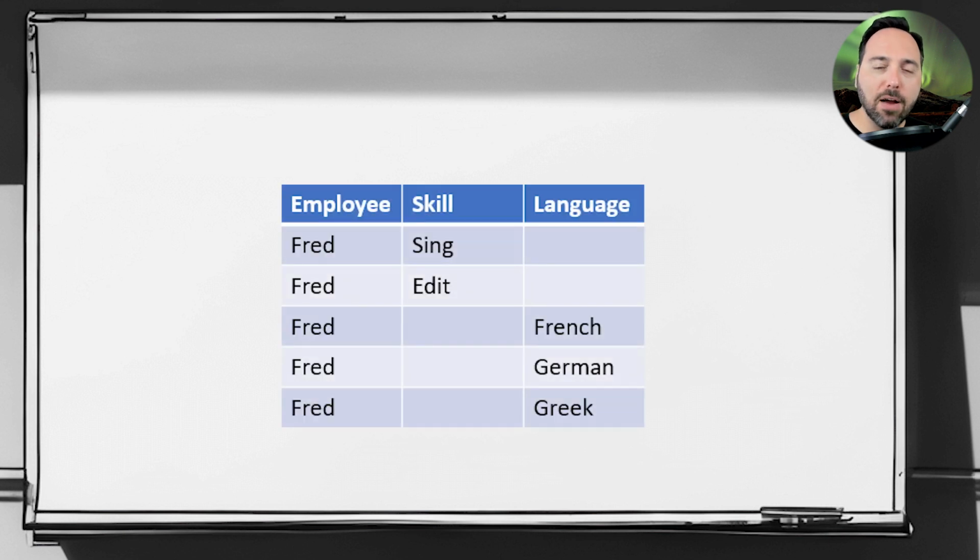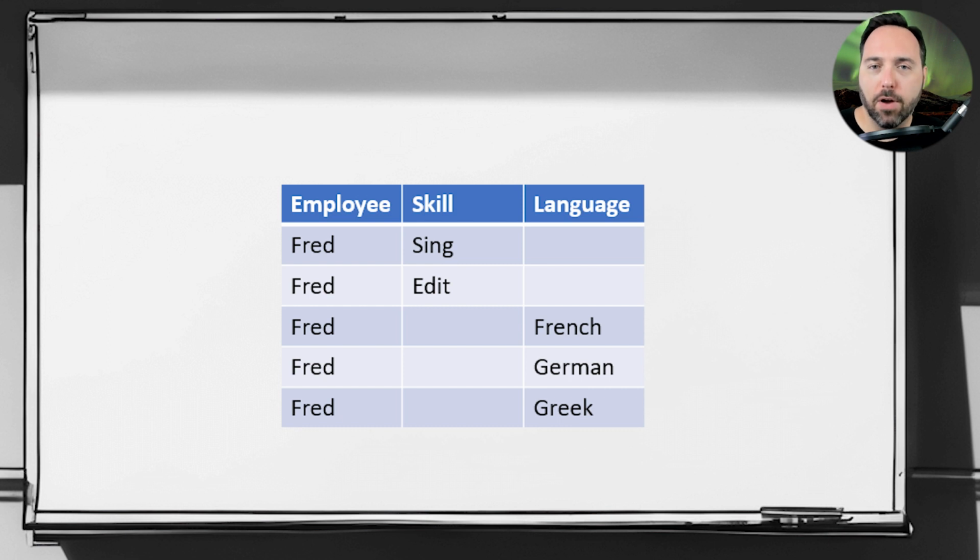At this point, you may be asking yourself, isn't there another way around this problem? The answer is yes, but they're all bad ways. Let's take a peek. Within our company, we like to keep track of what skills our employees have, as well as languages other than English that they know.